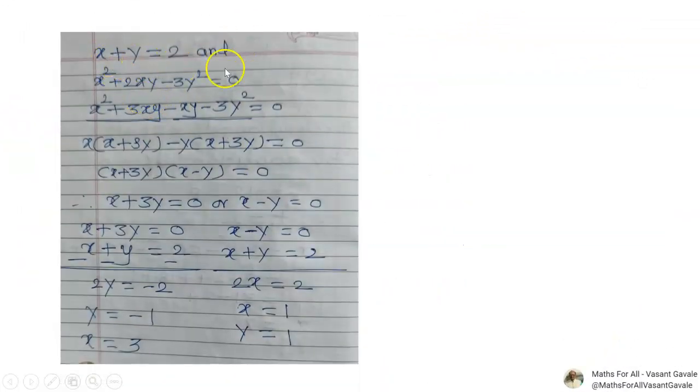x plus y equals 2, x square plus 2xy minus 3y square equals 0. Okay, this is a quadratic. Then you will have the two equations, x plus 3y equals 0 and x minus y equals 0. Now solve this equation with x plus y equals 2 and x plus 3y equals 0. Also x plus y equals 2 and x minus y equals 0. Then you will get the required point. Means what? x equals 1, y equals 1, x equals 3 and y equals minus 1.